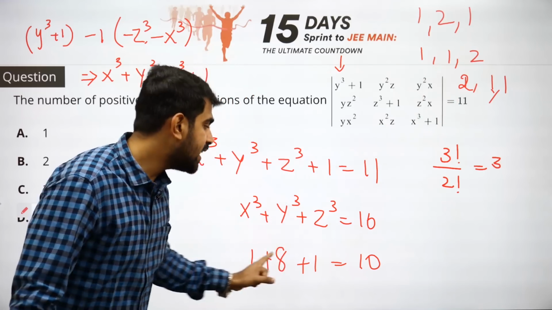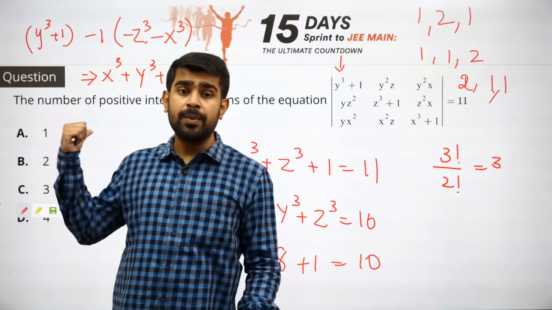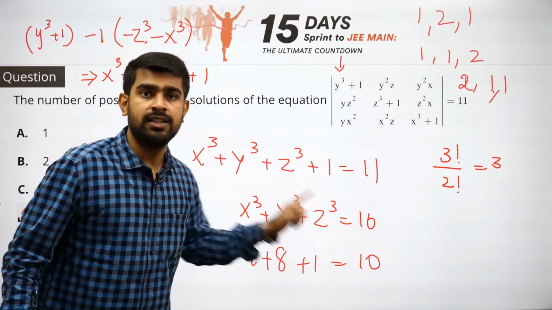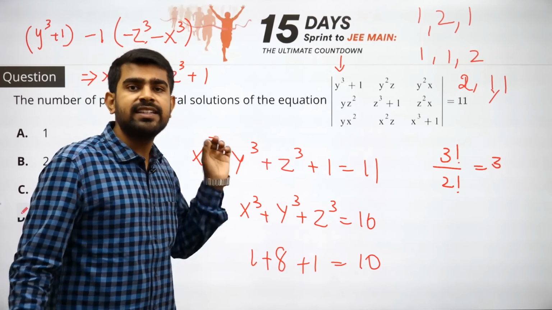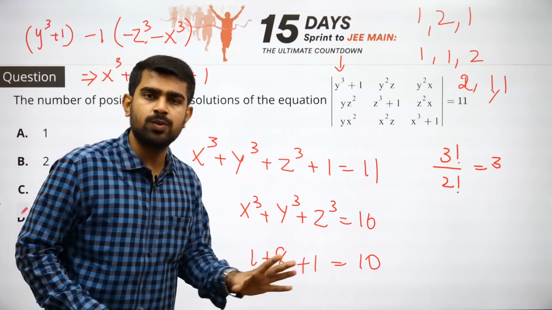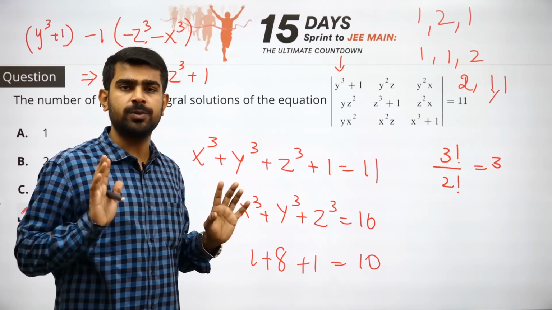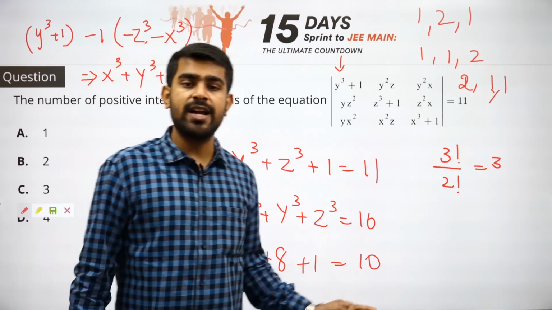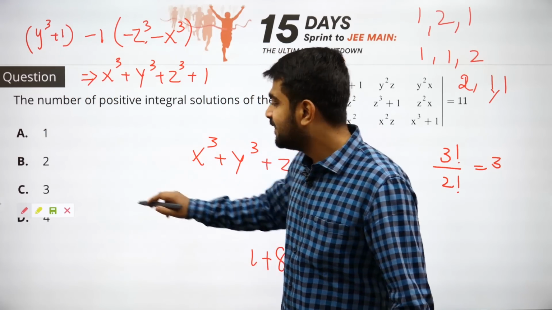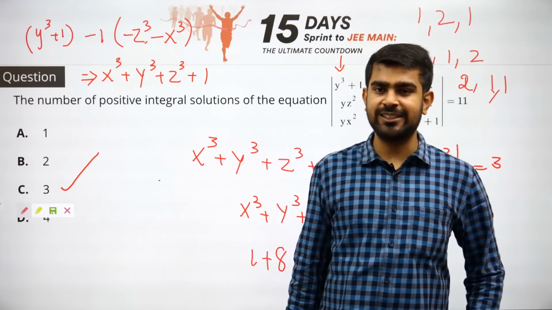Okay, guys? And why did I write this as 1, 2 and 1? Because they are natural numbers, and the sum of their cubes is equal to 10. It can happen only when x is 1, y is 2, z is 1, or such combinations. Only 1, 2 and 1 are possible. Is that fine? So that is why I wrote it this way. So the answer is going to be option C. Option C is my correct answer for this question.